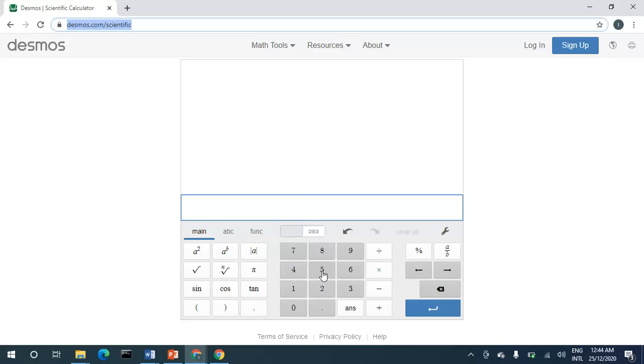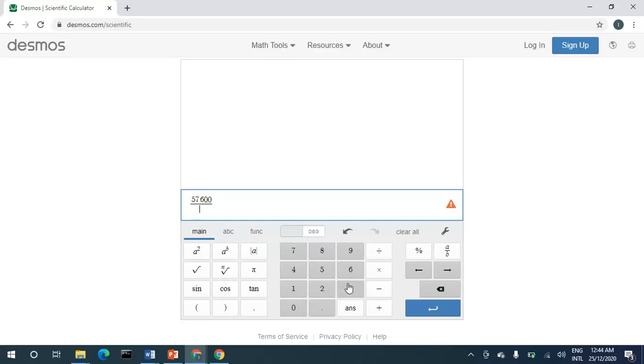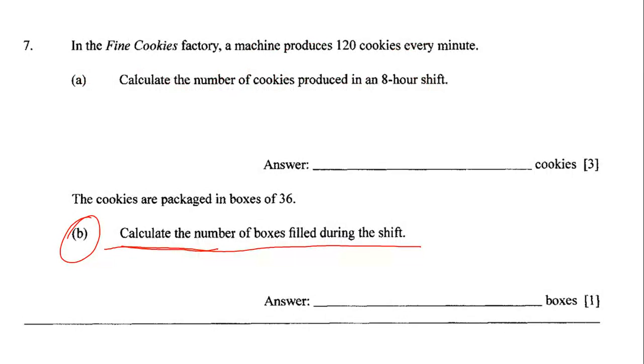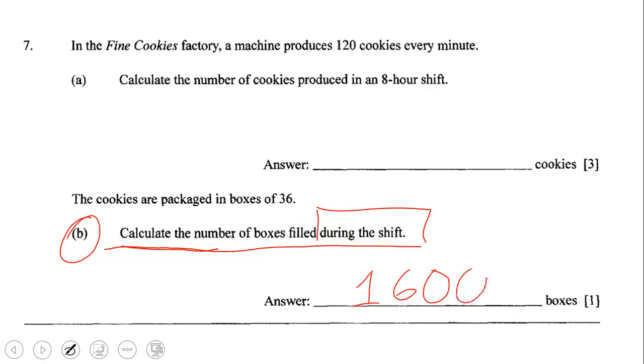So we have 57,600 divided by 36. And what is the result? The result is 1,600. Therefore, for question B, which states calculate the number of boxes filled during the shift, the answer is 1,600 boxes.